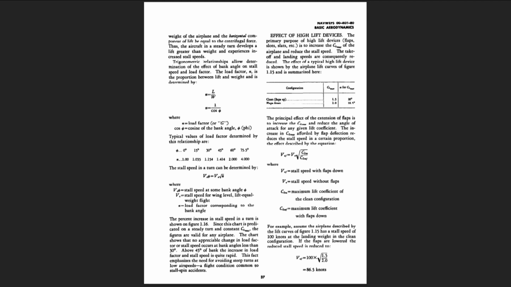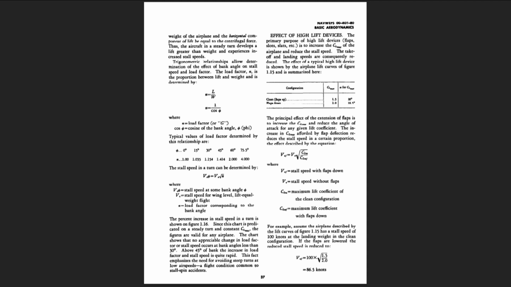Configuration: clean, flaps up. CL max, 1.5. α for CL max, 20 degrees. Configuration: flaps down. CL max, 2.0. α for CL max, 18.5 degrees. The principal effect of the extension of flaps is to increase the CL max and reduce the angle of attack for any given lift coefficient.